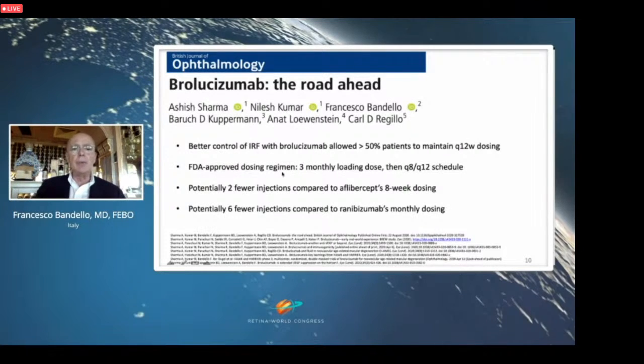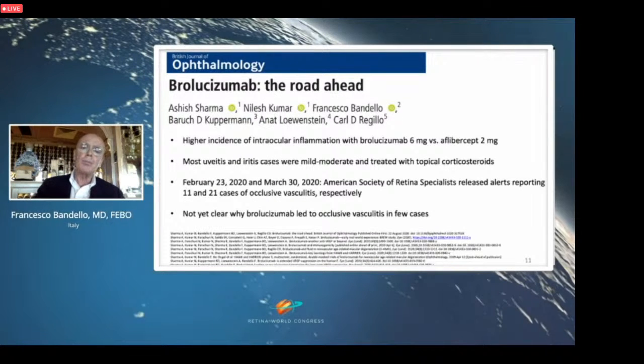In fact, the FDA-approved dosing regimen is a 3 monthly loading dose and then Q8, so 2 months between the different injections. So potentially we can have 2 fewer injections compared with aflibercept, and potentially 6 fewer injections compared with ranibizumab. But unfortunately, as I was saying before, there is a higher incidence of intraocular inflammation. Most uveitis and iritis cases were mild to moderate and treated only with topical steroids.